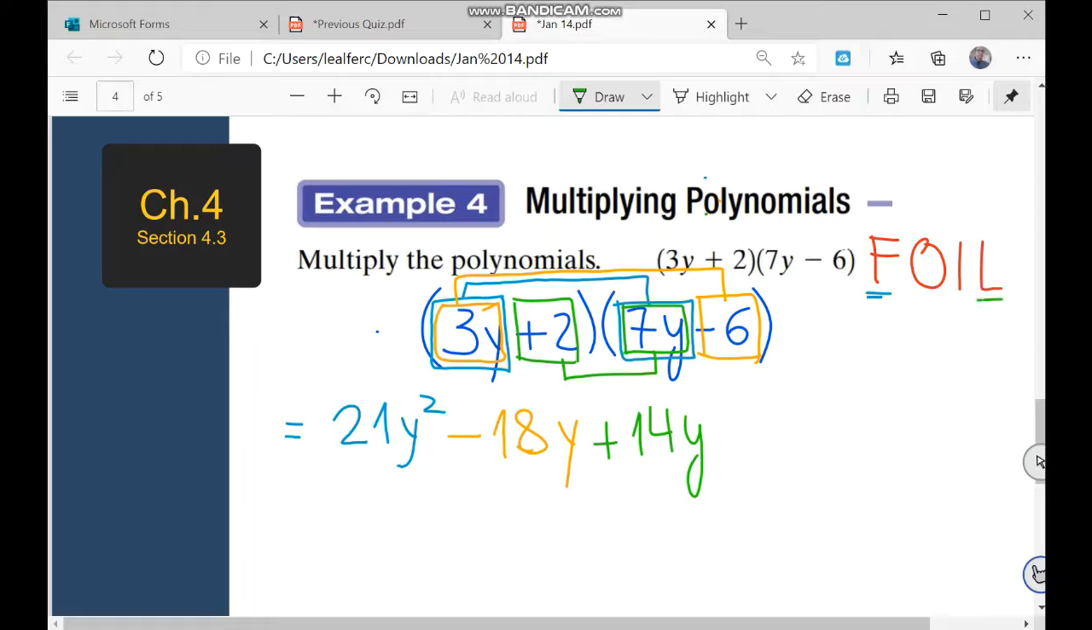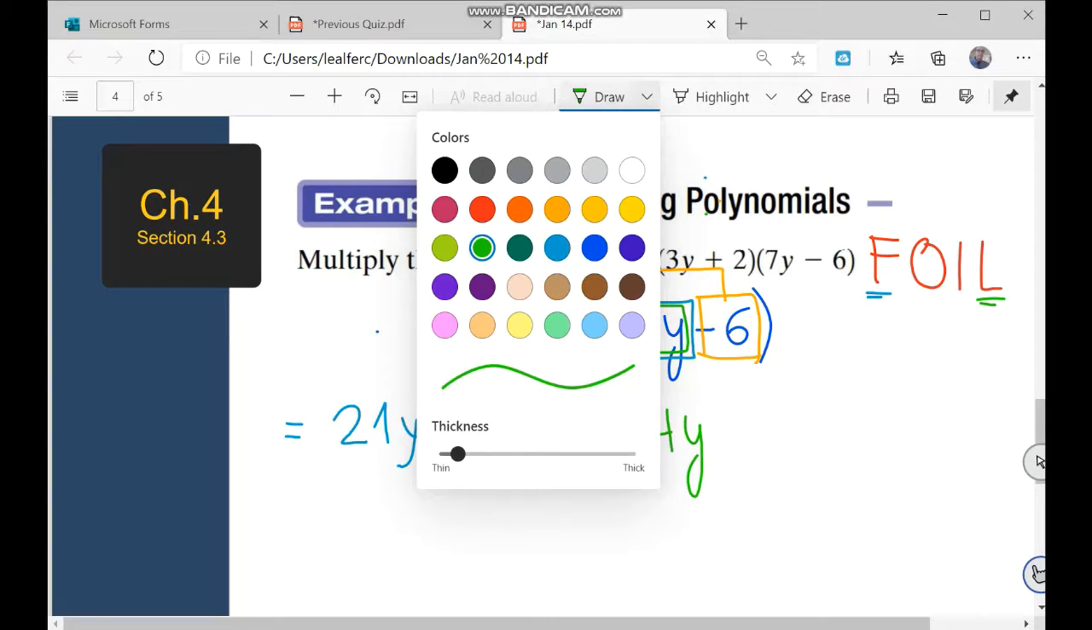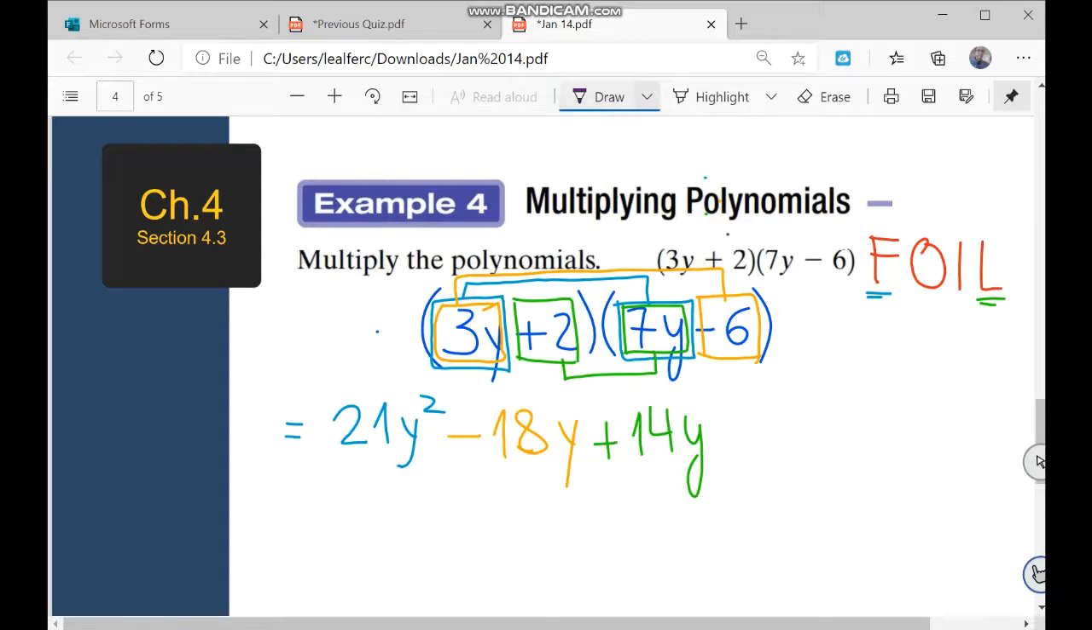And finally, L is the last terms of each polynomial. Let me use here, let's say this. This is the last term of the first polynomial, positive 2. This is the last term of the second polynomial, negative 6. So you multiply positive 2 times negative 6, negative 12.